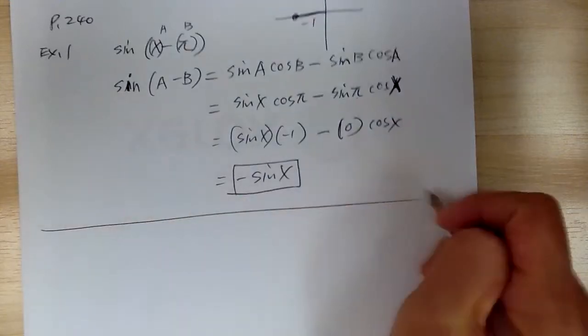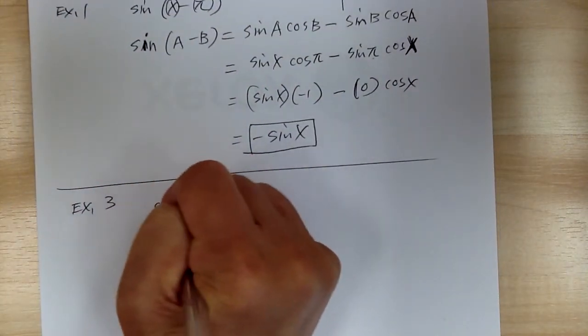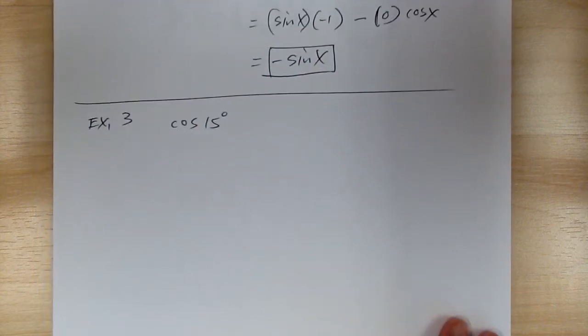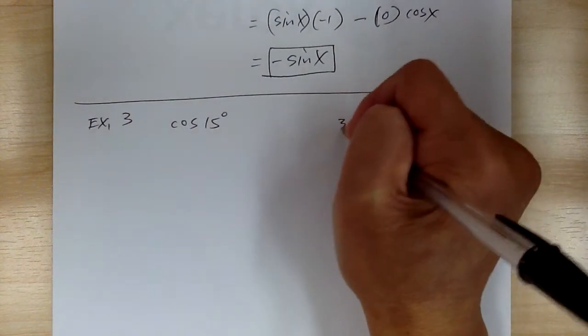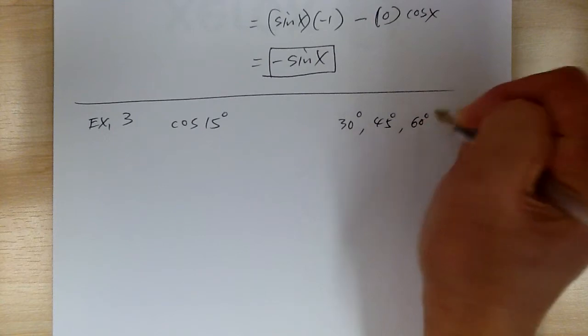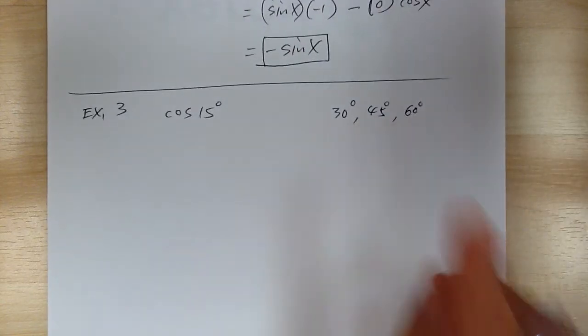Okay, now let's go to example 3. You're looking for cosine of 15 degrees in radical form. So if you try it on your calculator, it's going to give you a decimal. So that's not an exact answer. So you want to use the radicals. So you want to use a combination of 30, 45 degrees, and 60 degrees because you know those values, right? You know how to evaluate those. So you can use any combination.